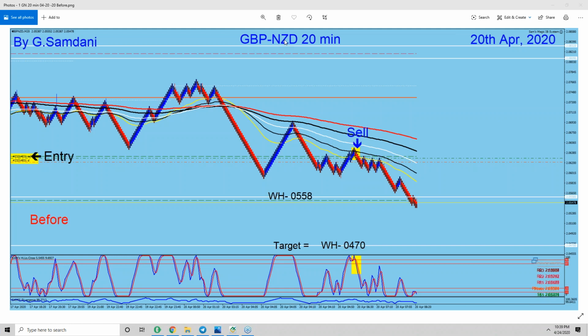The first trade was Pound Kiwi. This is the trade. I took the entry here, but the trade was not finished. It was a long distance. The target was 0470, so I recorded the chart. Sell entry is here, right? SL moved to break even, so it was gone.